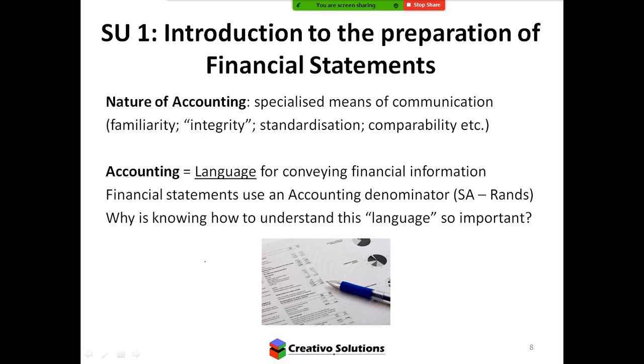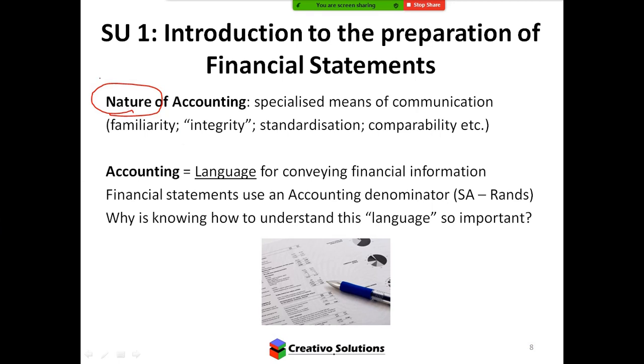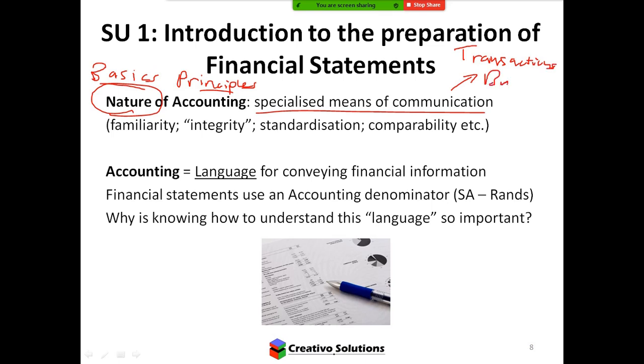So here I've put a note about the nature of accounting. Nature of accounting means the basics. Think about nature, those elements in nature that cannot be changed. Principles. So when we look at the nature of accounting, it's looking at the specialized means of communication. It's special because it relates to transactions. It relates to business.